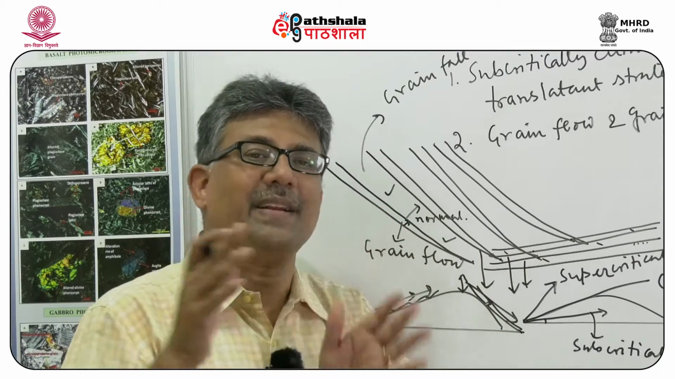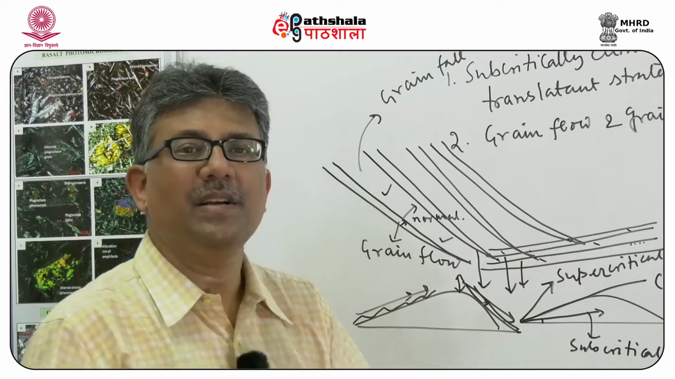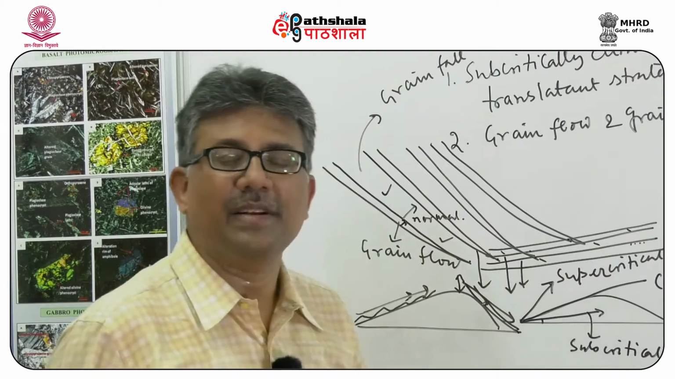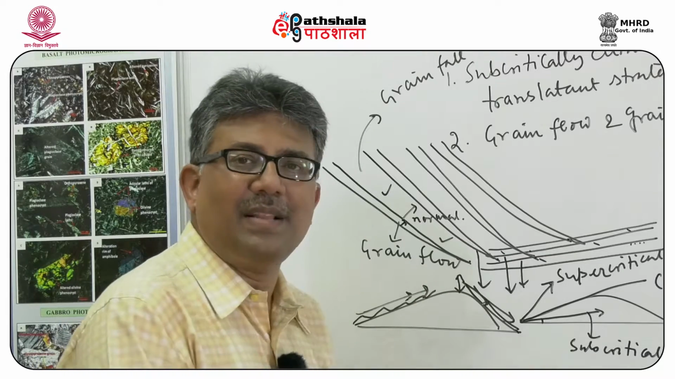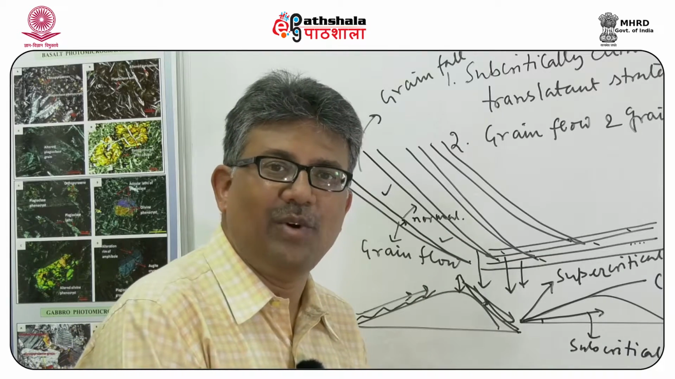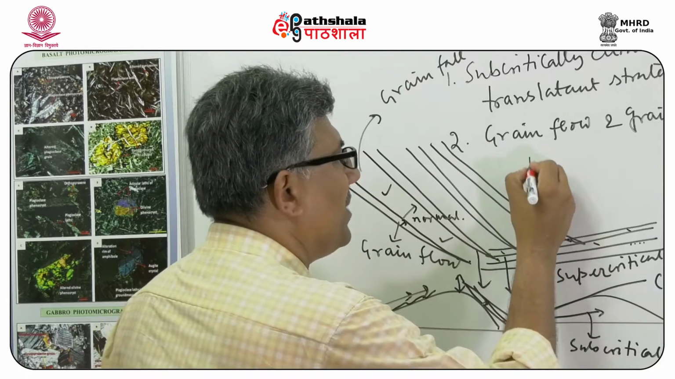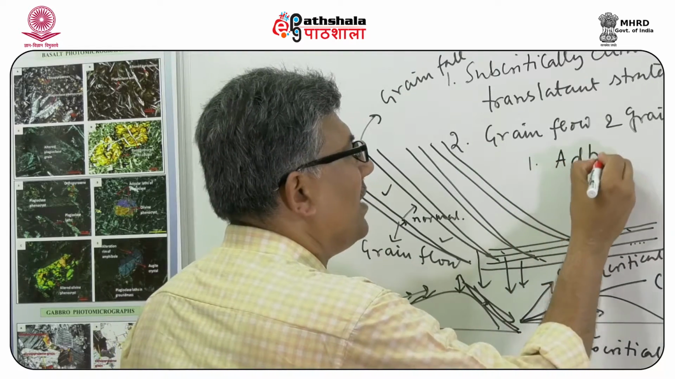It is a typical character of Aeolian dune migration that we get the grain fall and the grain flow. Now the other kind of product that we get in the Aeolian system, number one, is the adhesion ripple.